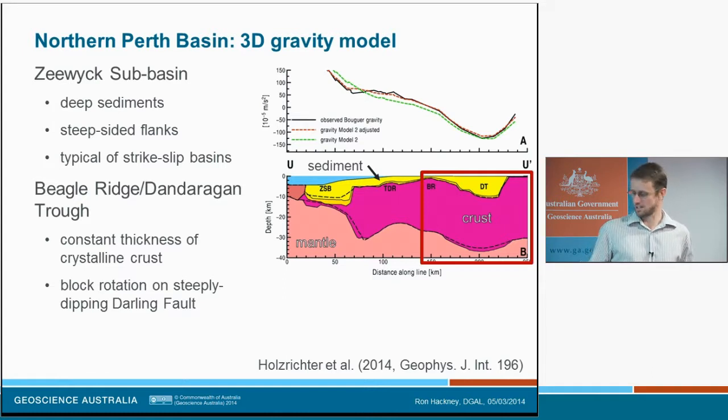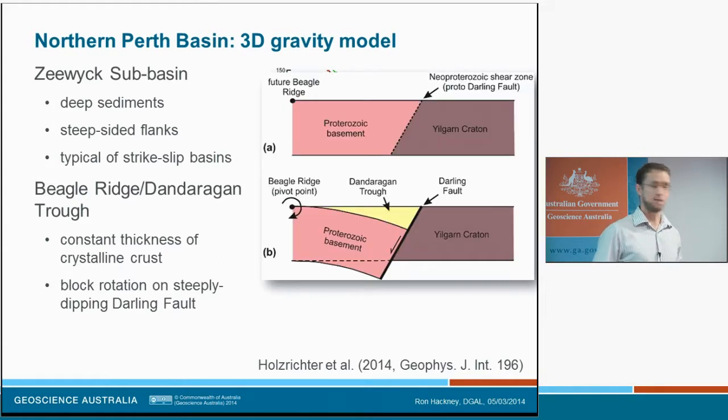Maybe what it looks like instead is some kind of rigid block rotation on the Darling Fault. We can speculate about how that might look, starting out with some kind of Proterozoic basement next to the Yilgarn Craton, a Proto-Darling Fault here, and then as extension happens, this block is rotated about the Beagle Ridge as a rigid block rotated down, which has made the space for this basin to fill in.